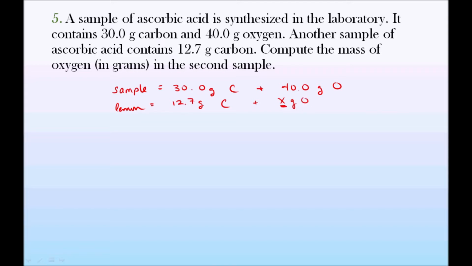The ascorbic acid contained in the laboratory sample and that in the lemon are identical. That means that the ratio of carbon and oxygen will be the same in both samples. So the ratio of oxygen to carbon is 40 grams of oxygen to 30 grams of carbon. We get this ratio from the laboratory synthesized sample.